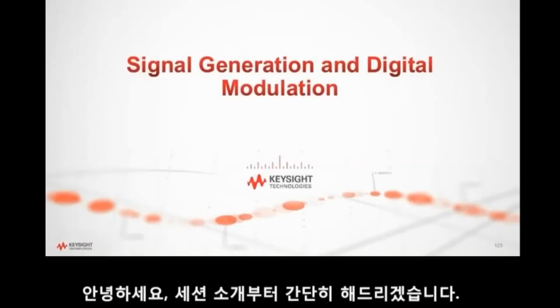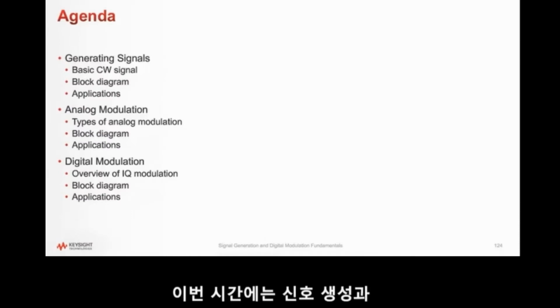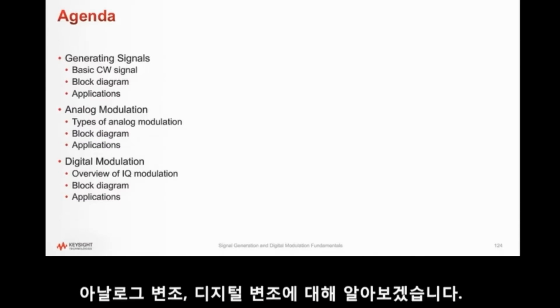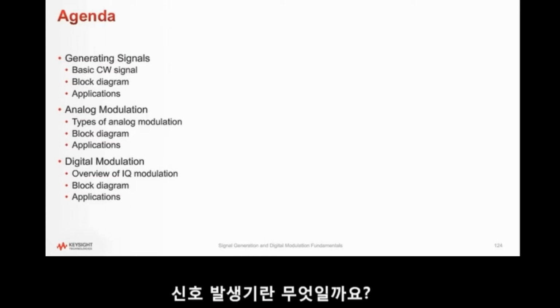Quick overview of this section. We're going to talk about generating signals. We're going to talk about analog modulation and then digital modulation. So let's get right into it. So what is a signal generator?